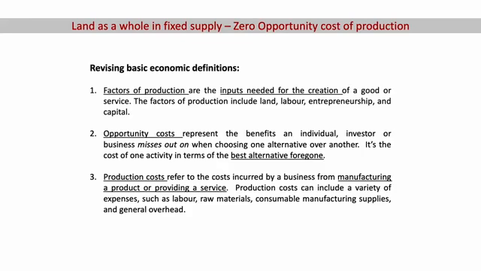Production cost, we have also been referring to this term, that the production cost of land is zero. Actually, this refers to the cost incurred by a business or firm for manufacturing a product or providing a service. This is a technical definition, and production cost may include a variety of expenses, including land, labor, and capital. So, production cost is essentially the sum total of all the costs incurred in the production of a good or service.